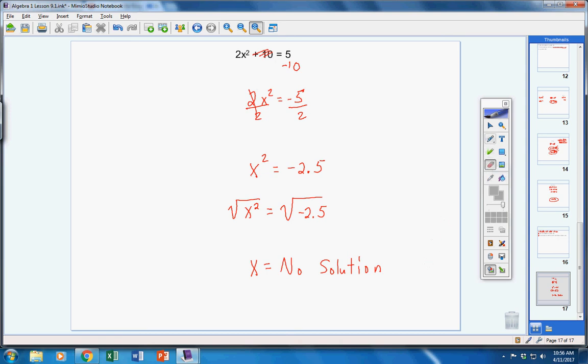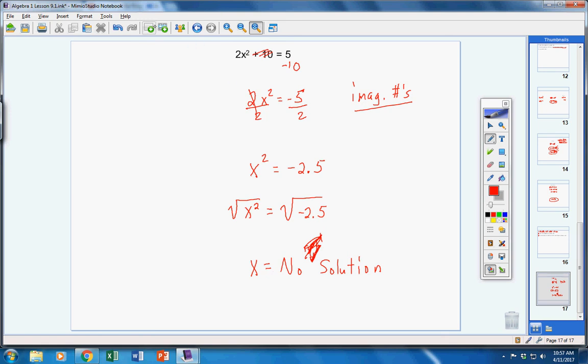Now later on, in Algebra 2, when you get into imaginary numbers, then yes, there will be a solution to this. But it's not real numbers, it's imaginary numbers, okay? There is no real solution to this equation, okay? But all you have to put is no solution. That's the end of the problem.